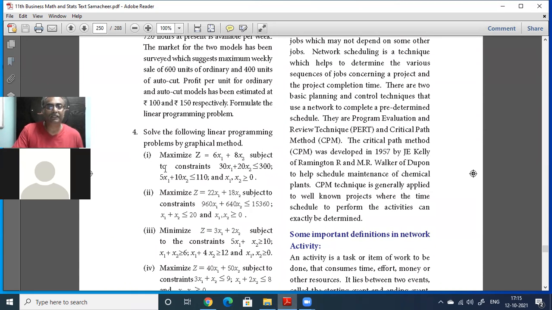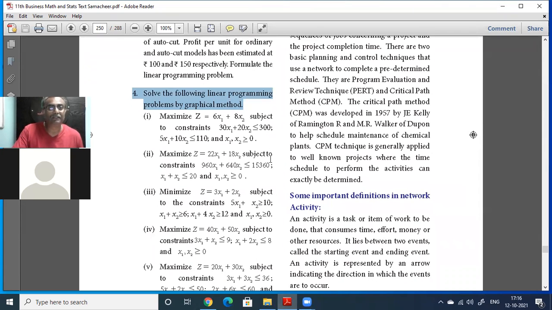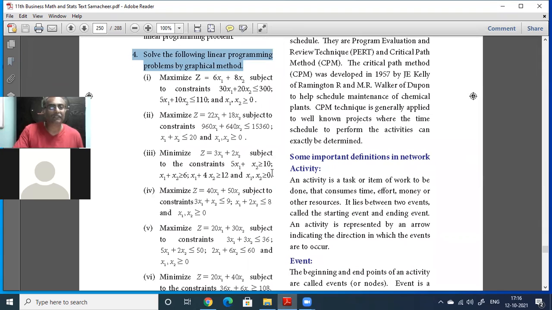Solve the following linear programming problems by graphical method. Let us do graphical method, because you said graphical method is tough. Then we'll do 3 problems here. 3 problems you can try at home.